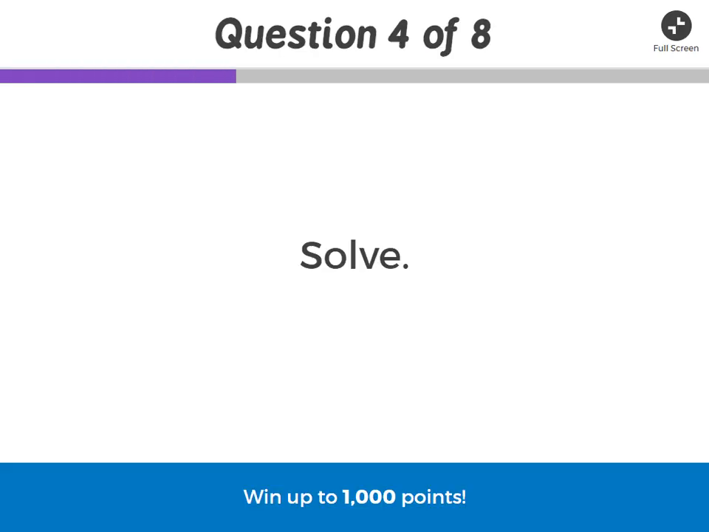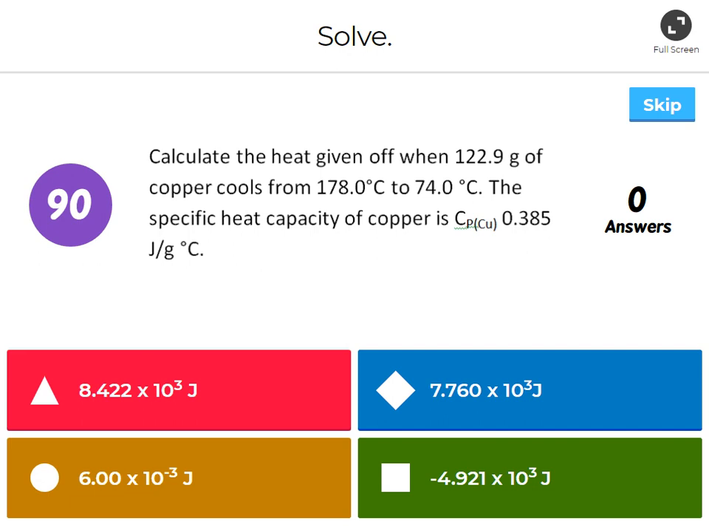Solve. This one's a little bit more difficult. Calculate the heat given off when 122.9 grams of copper cools from 178 degrees Celsius to 74. The specific heat capacity of copper is 0.385 joules per gram degree Celsius. Write it down. Yes, I should be using the calculator.